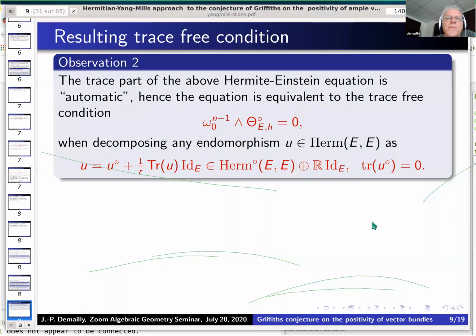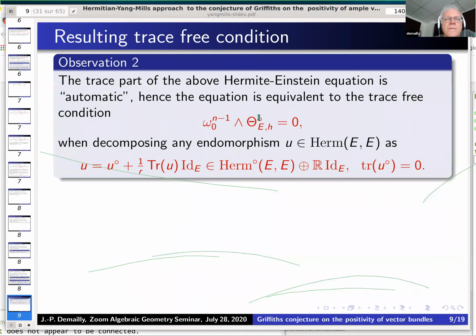And if you look at the trace-free part, when you have an endomorphism U from E to E, you can consider the decomposition into the trace-free part and a diagonal matrix, which is proportional to the identity, given precisely by the trace. Of course, it's a very easy decomposition of an endomorphism. And then the trace part is somehow an identity because of the choice of omega 0. And therefore, the equation is equivalent to the trace-free equation.